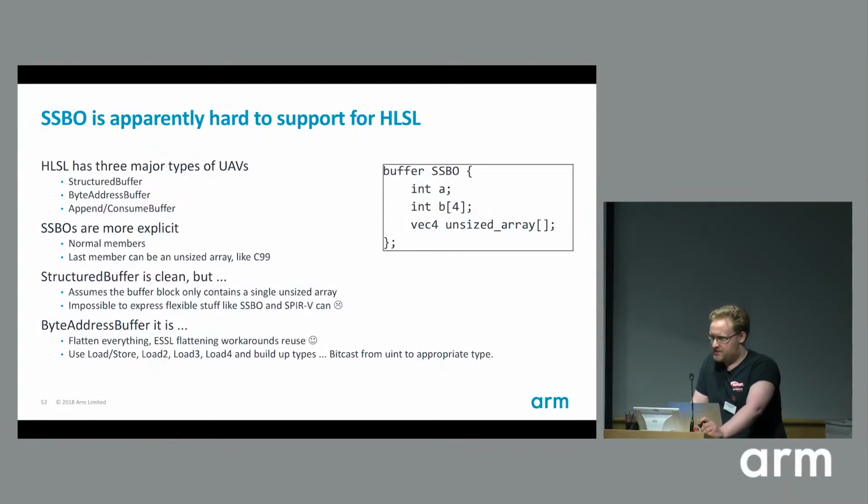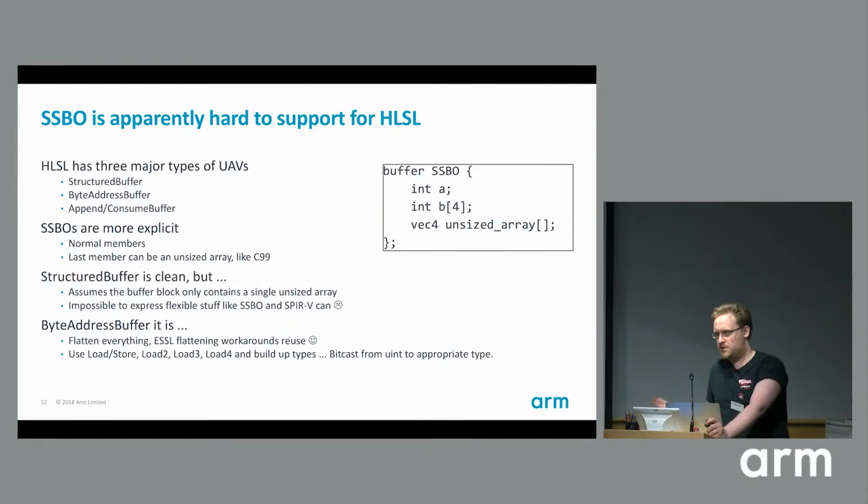But SSBO can express things that are uncommon. Things like you can have normal sized stuff, and it's ended by this unsized array, which is what you can do in C99. Turns out HLSL cannot express this at all. It's impossible for some reason. Structure buffer only gives you that. Byte address is basically just, yeah, byte address buffer. And append consume is just a fancy structure buffer. So byte address buffer it is, because that's the only way I can express this.